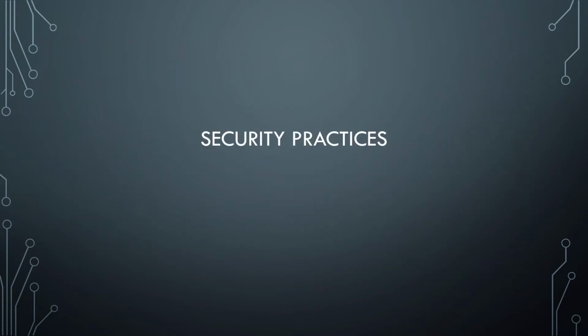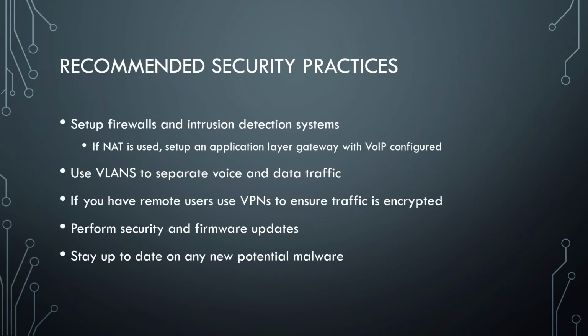So now I'm going to talk about some of the security practices that should be put in place. So the first and most obvious is to set up firewalls and intrusion detection systems. However, if you are using network address translation, you should set up an application layer gateway with VoIP configured. This is because NAT can make a network extremely complicated, and it can be difficult to filter VoIP traffic with a regular firewall because of the way firewalls typically behave.